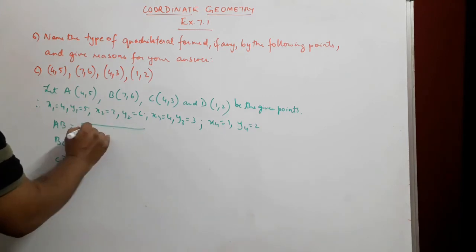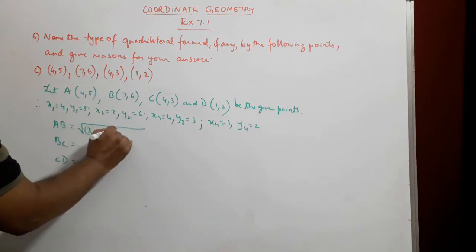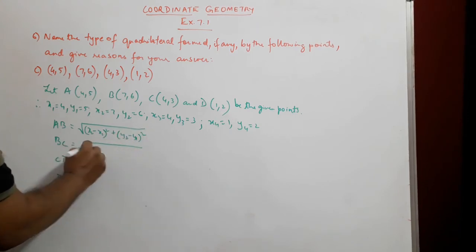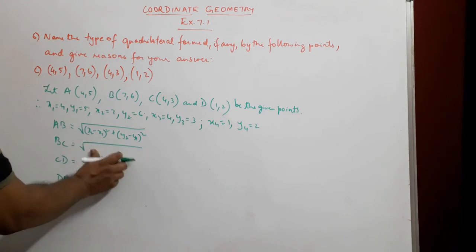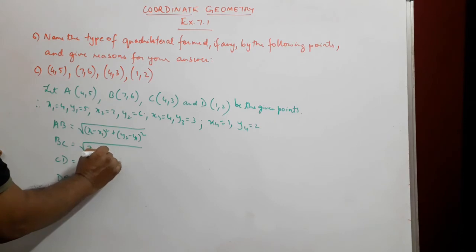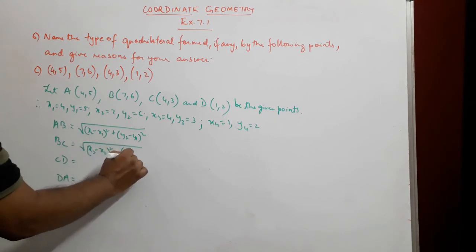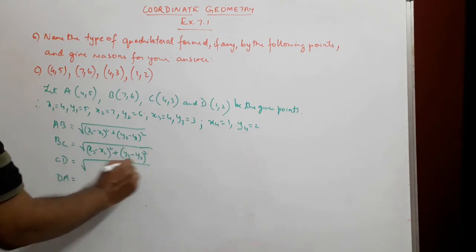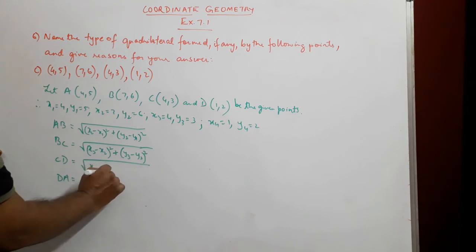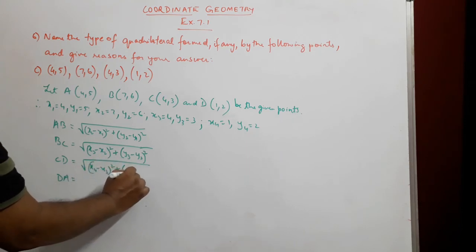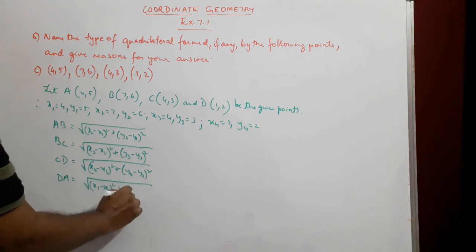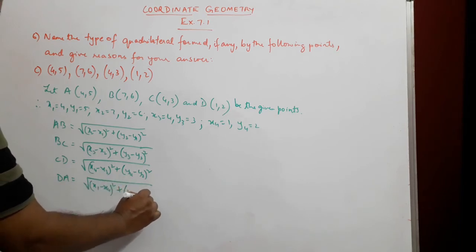AB is equal to the square root of x2 minus x1 whole square plus y2 minus y1 whole square. BC is x3 minus x2 whole square plus y3 minus y2 whole square. CD will be x4 minus x3 whole square plus y4 minus y3 whole square, and finally DA will be x1 minus x4 whole square plus y1 minus y4 whole square.